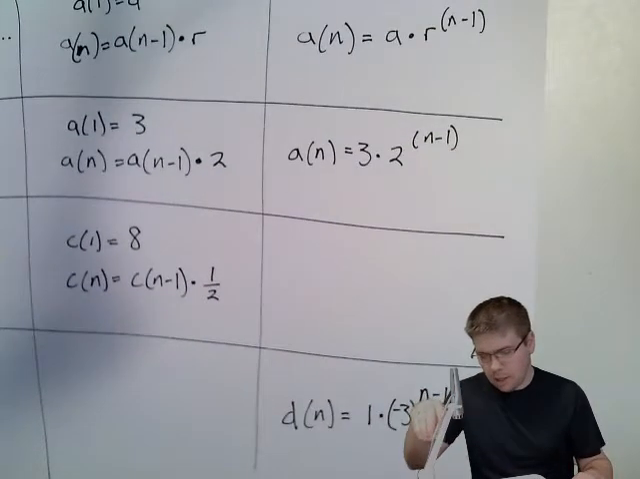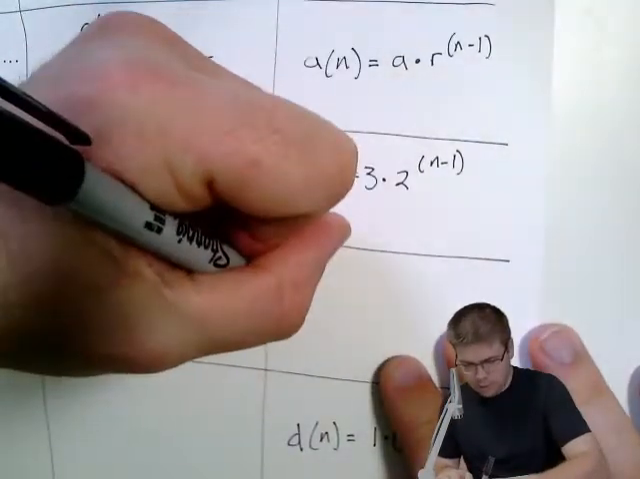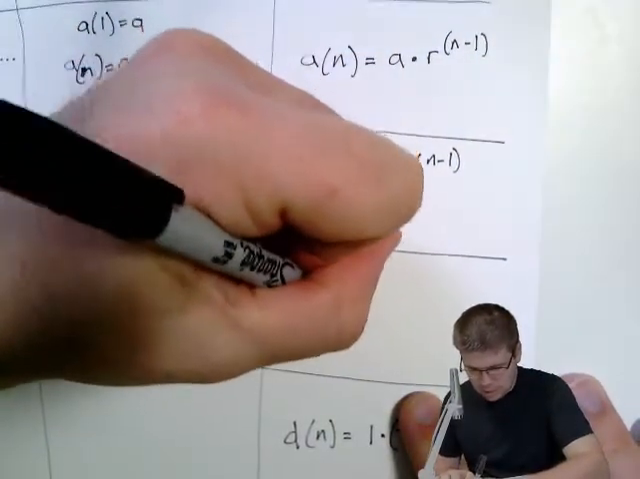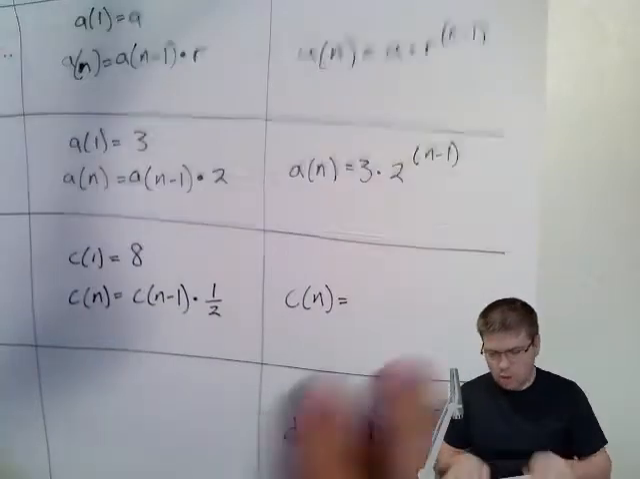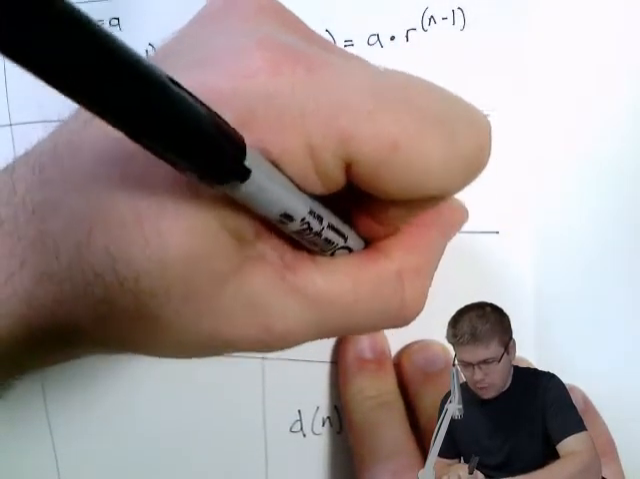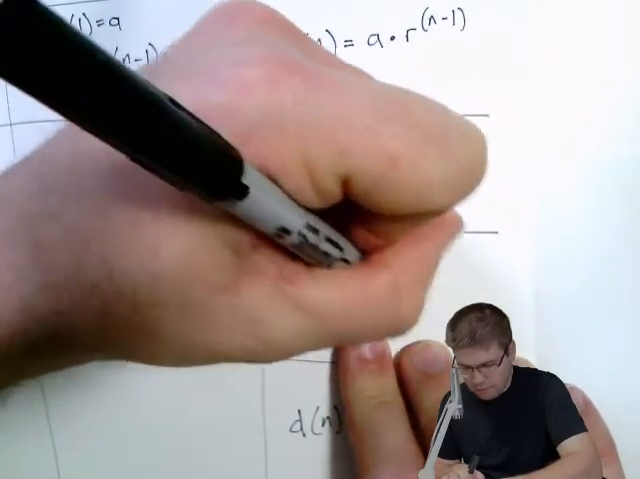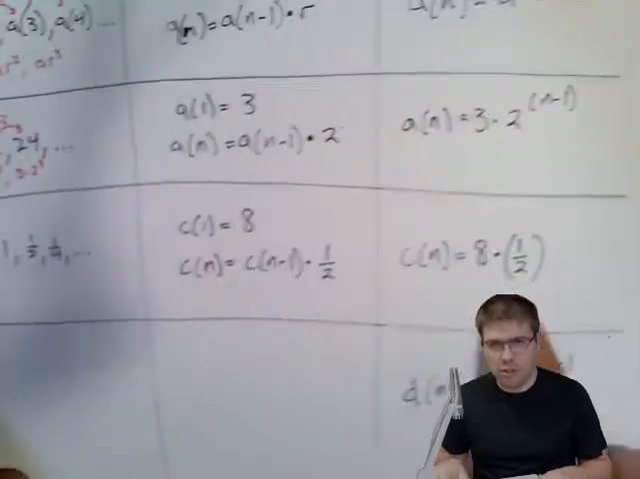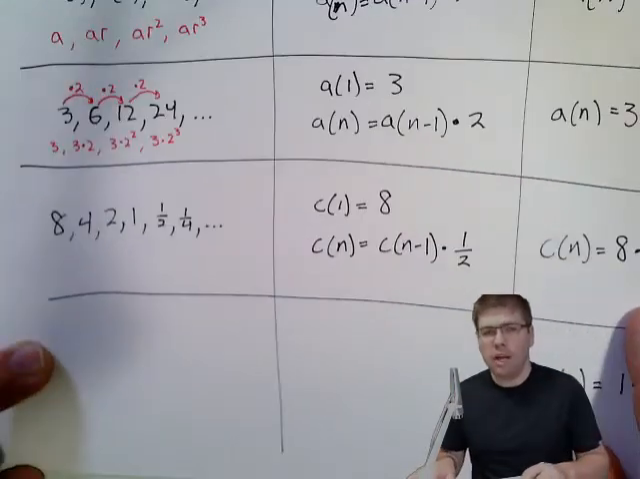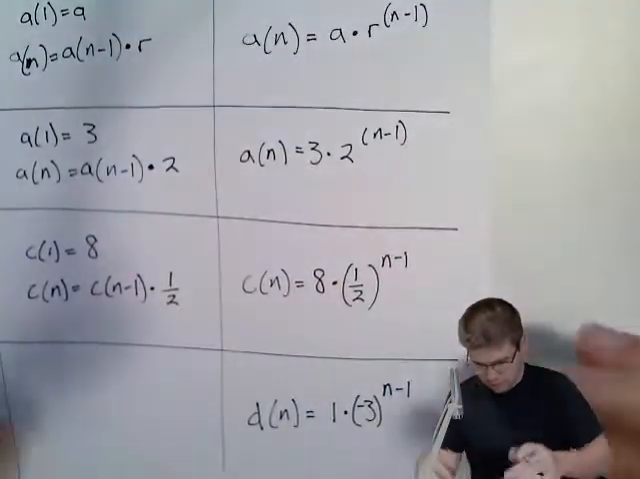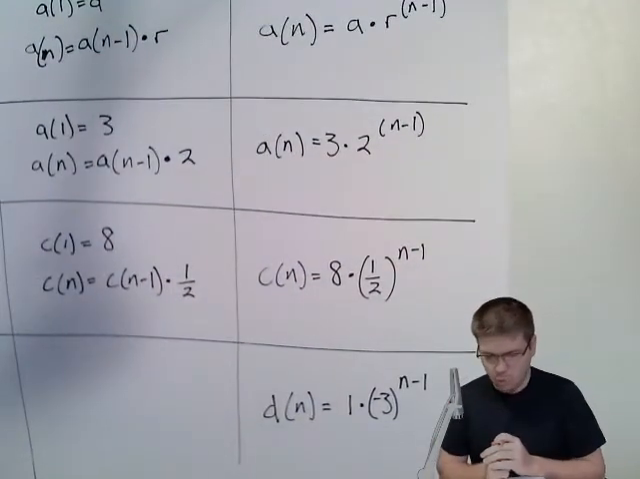And then if we want to write the explicit formula, so c of n, I'm going with c's here, it's going to be: we start with our starting amount, 8, and we multiply by a bunch of 1/2s. So times 1/2, I'm going to put that in parentheses so we're clear, 1/2 to the... how many 1/2s am I multiplying by? Well, if we're doing this format, it's always going to be n minus 1.